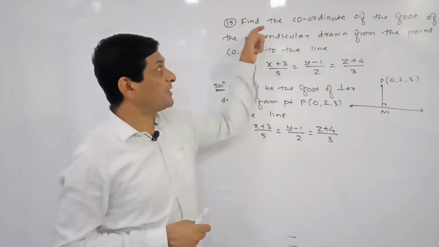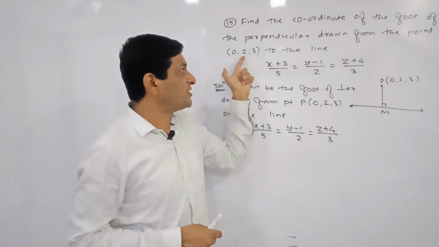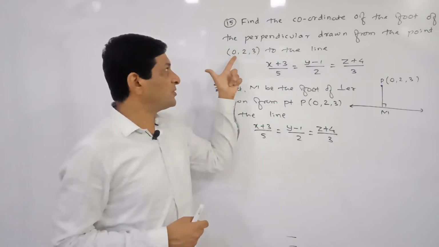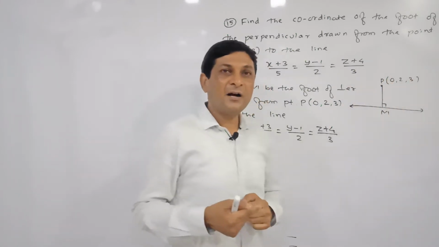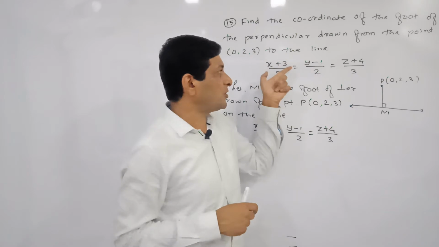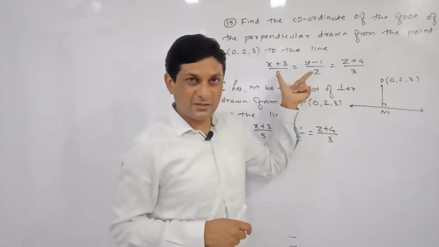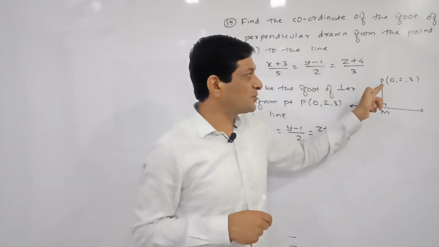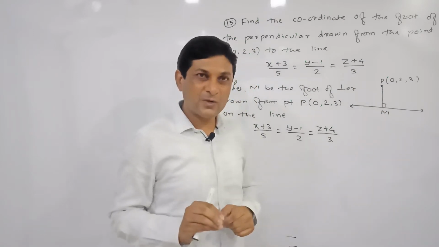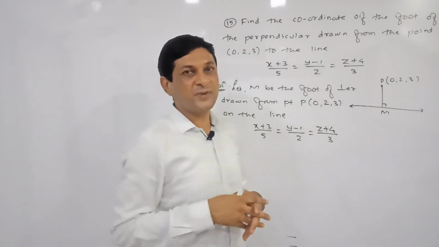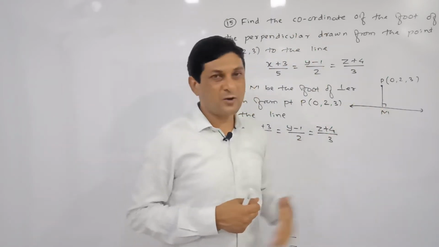In the 15th example, the question is to find the coordinates of the foot of the perpendicular drawn from this point to this line. Let us denote this point by P, and the coordinates of the given point are 0, 2, 3. A perpendicular is drawn from this point onto this line, whose equation is given to us. I have denoted the foot of the perpendicular by M. Our aim is to find the coordinates of point M.